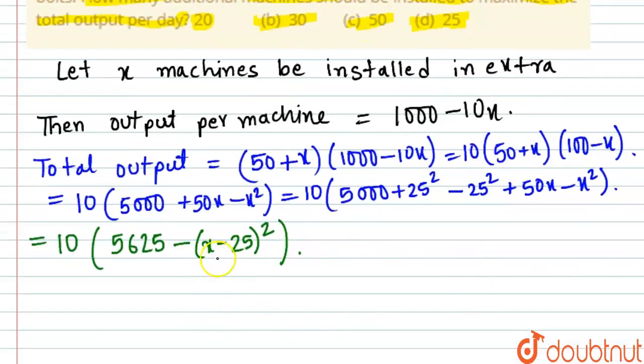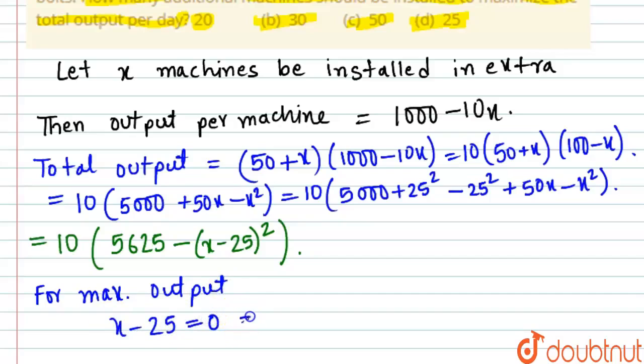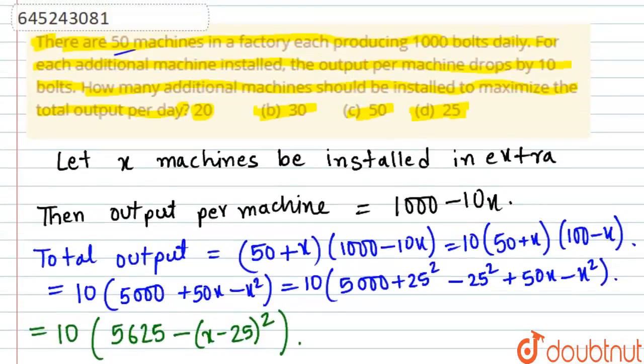So for that to happen, for maximizing output, we need to make x minus 25 equal to 0, that is x should be equal to 25, that is the additional number of machines is 25, and that completes the question.